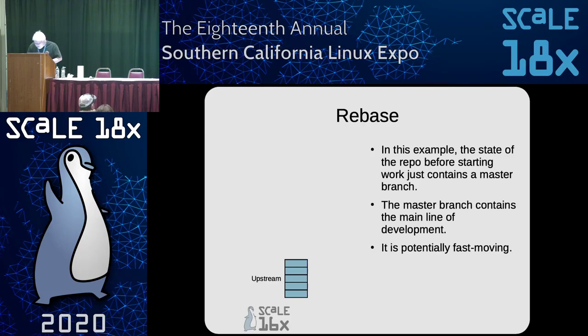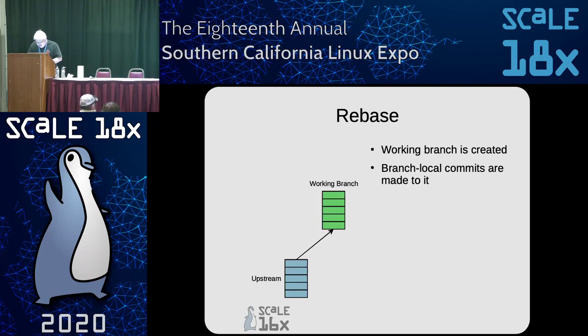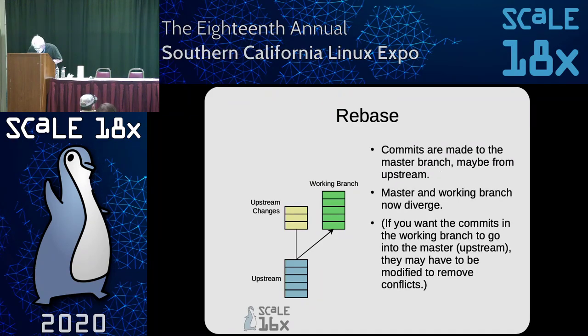So here's a little example. The state before you started work just has a master branch. It contains the main line of development. It has some stuff, potentially fast moving. So you create a working branch. This is on your workstation, and you make branch local commits to it. However, meanwhile, commits are made to the master branch, maybe from upstream, maybe from other developers, which means that master and your working branch now have diverged.